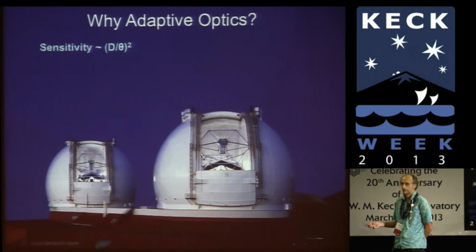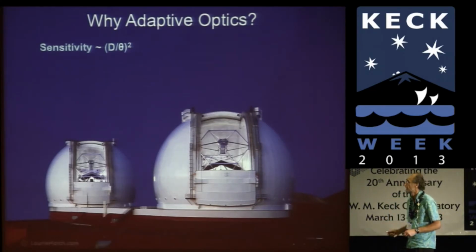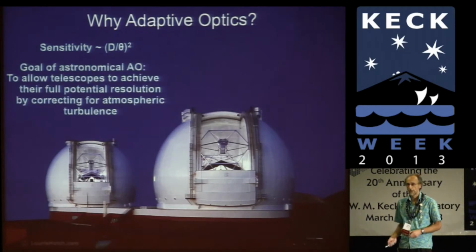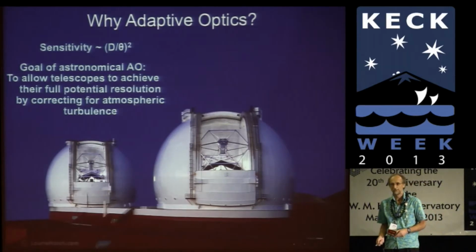So theta here. And the reason for that is that the turbulence in the Earth's atmosphere blurs the images we obtain with our telescopes. And so the role of astronomical adaptive optics is to correct for the Earth's atmospheric turbulence in order to achieve the theoretical diffraction limit of these telescopes.